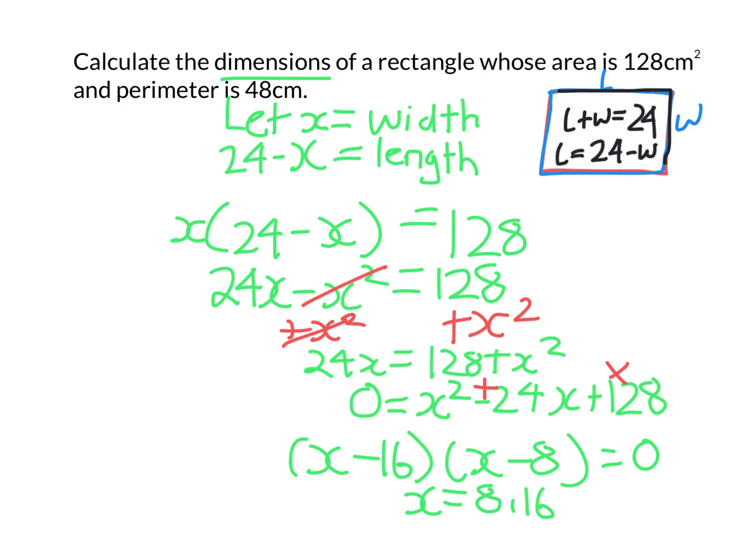The dimensions are 8 and 16. It doesn't matter which you call the width and which you call the length. So one of them is going to be 8 centimeters, the other 16 centimeters, and we're done.